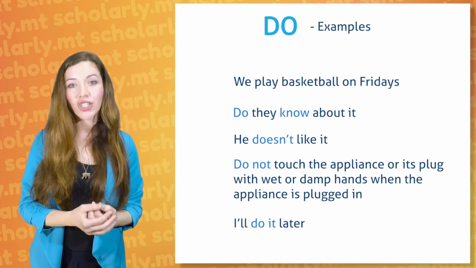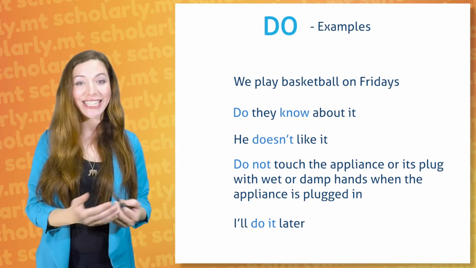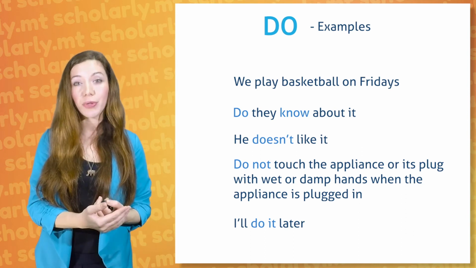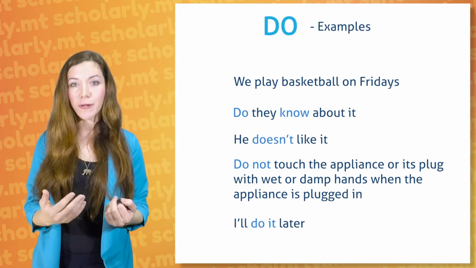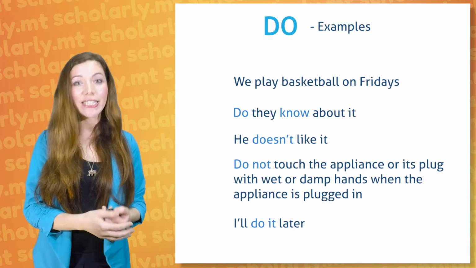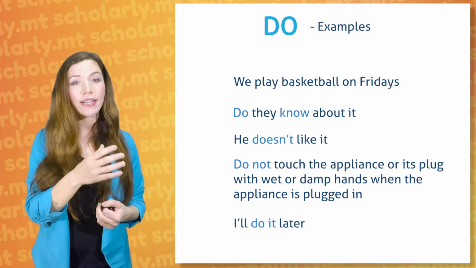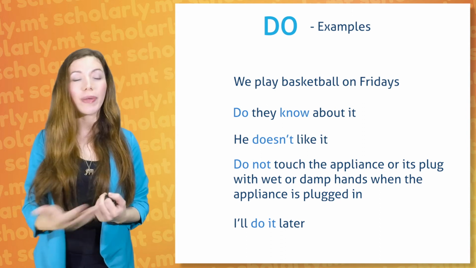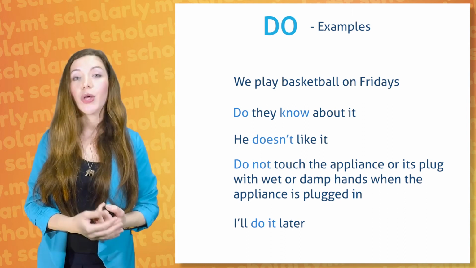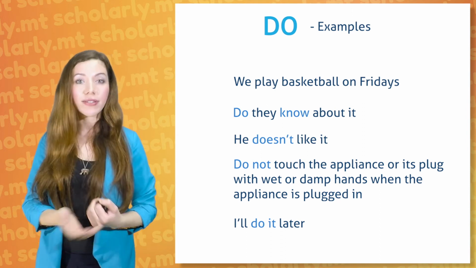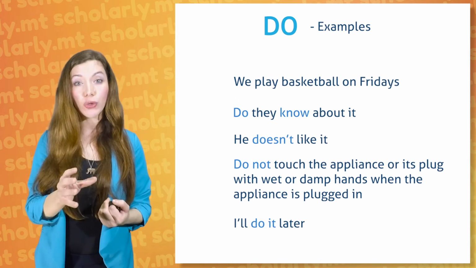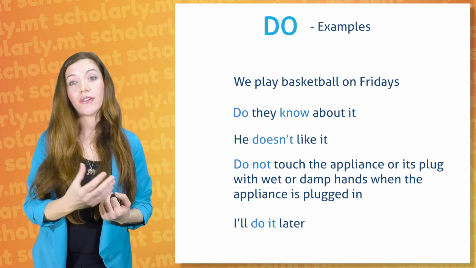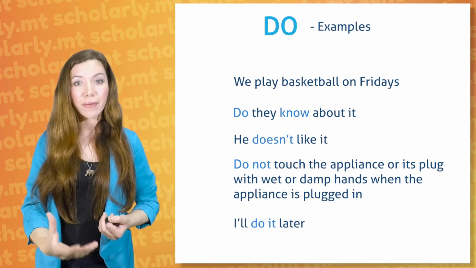The fourth instruction, how to use a kettle, tends to be more formal. We have the full form, do not touch, not don't. In positive sentences, we don't need to use the verb do. We do play basketball on Fridays. We can just say, we play basketball on Fridays. But if we are going to use do, that is usually used for emphasis, to add emphasis.